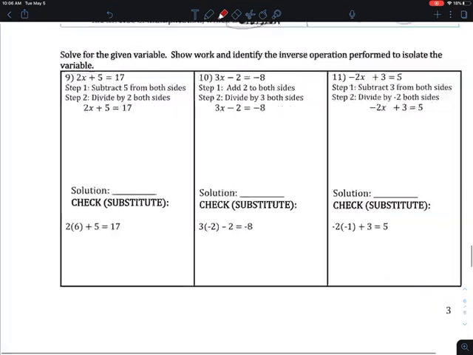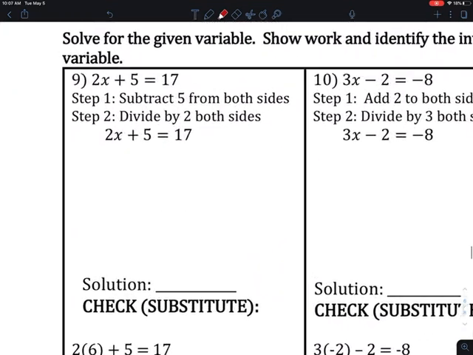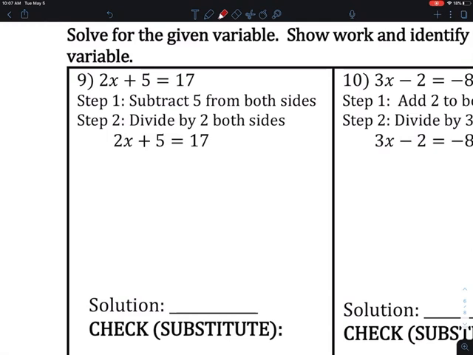All right, we're gonna try these examples right here. Same concept, guys. So step 1, subtract 5 from both sides. When they say both sides, you're talking about the equal sign. Okay, both sides of the equal sign. So subtract 5. Since this is doing addition, we're gonna do minus 5.